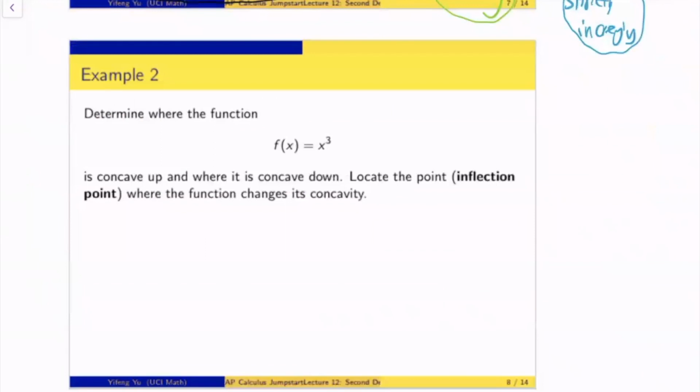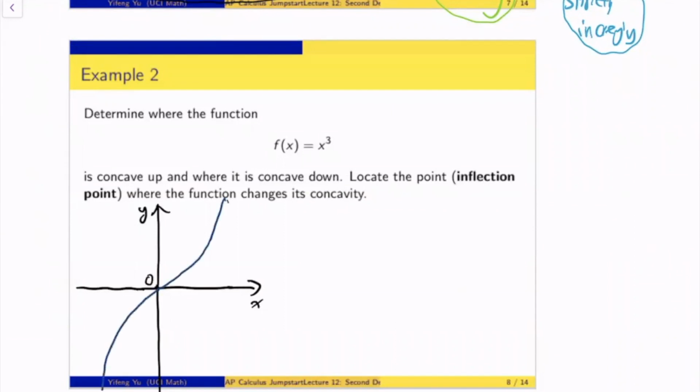Example 2: determine where the function f(x) equals x cubed is concave up and where it is concave down. So this is x and this is y. From high school math, we know the graph of the cubic function is like this. So this is the graph of f(x) equals x cubed. To determine where it is concave up and concave down, we use the concavity test.